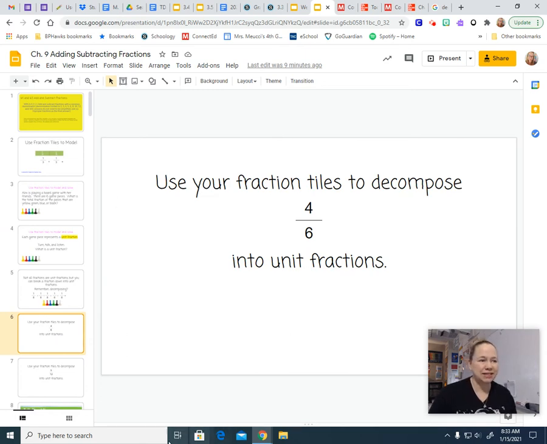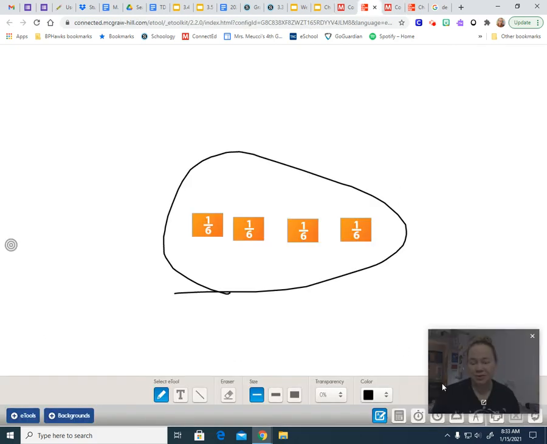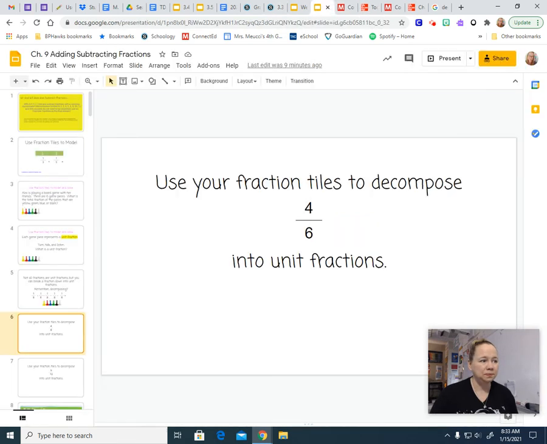Use your fraction tiles to decompose 4/6 into unit fractions. This is decomposing. Do you remember doing that? We did that a while back. Remember that the prefix D means to break something apart. So if we decompose it, we're breaking it apart. Decomposing 4/6, there you go. Use your fraction tiles to decompose 5/12. Go ahead and hit pause, do that, and come back and see if you got it right.